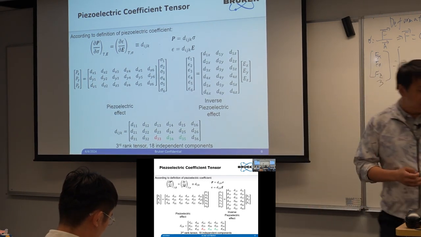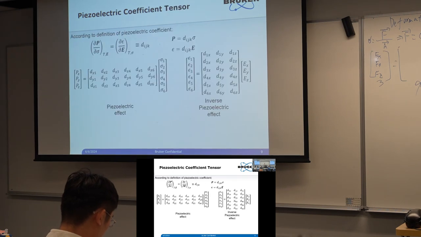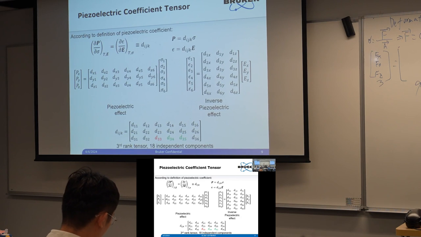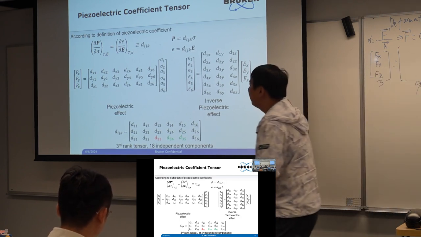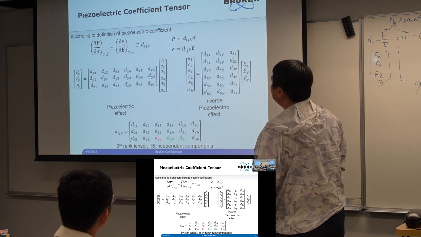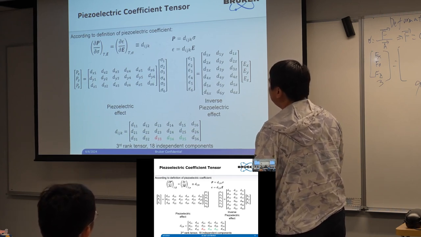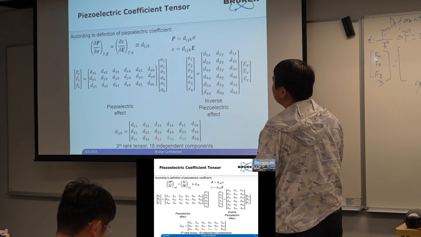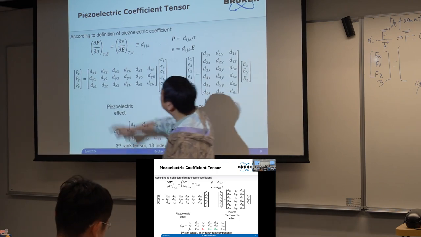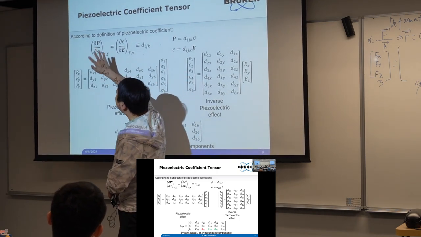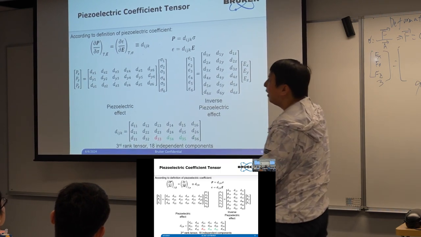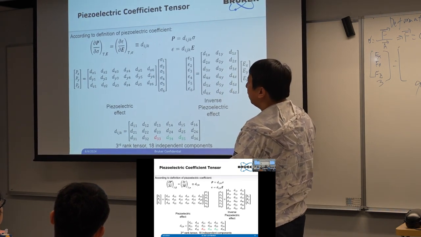Okay, so we just do a brief summary because, I'm sorry, this page is kind of complex, and we just want to get the concept that the so-called piezoelectricity is just polarization by the force, or deformation by the electric field, and they are the same phenomenon.